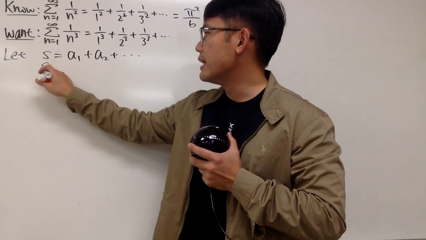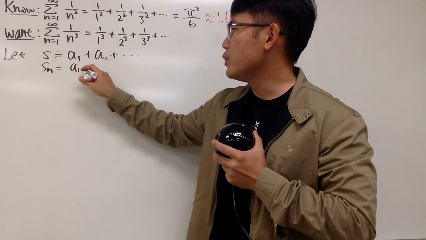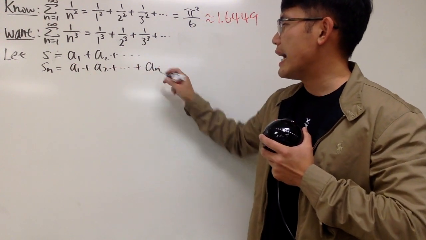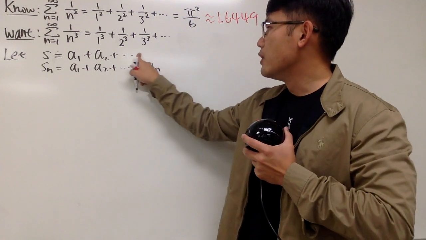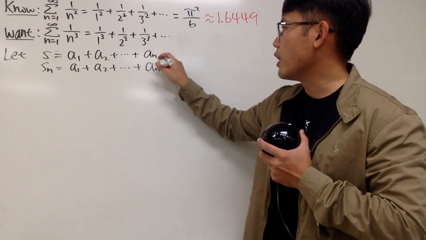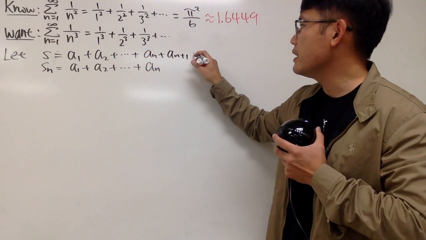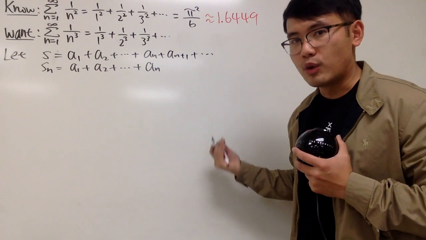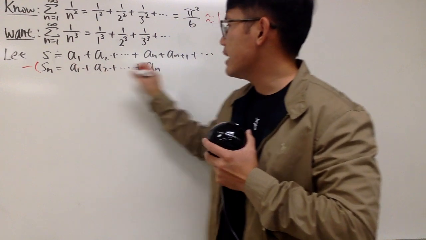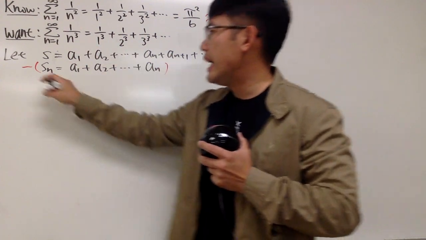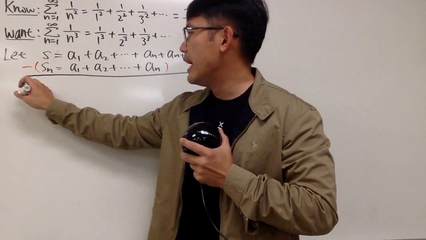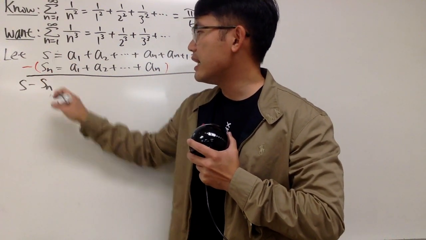And I will write Sn to be the nth partial sum, meaning we have a1 plus a2 plus dot dot dot, but we will have to stop at an. And keep in mind, for the s, of course, this is going to include the an as well, and then the next term, which is an plus 1, and then an plus 2, and so on, so on, so on. Now, what we'll do next is subtract Sn from s. And when we do that, on the left-hand side, we just get s minus Sn.